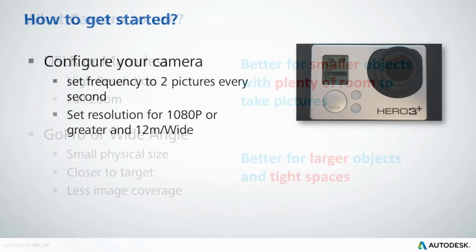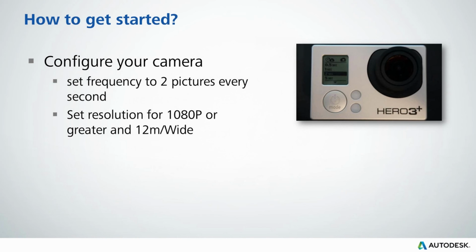So how do we get started? Getting started configuring your GoPro, that's the approach I'm going to take today, is pretty simple. Frankly, you just need to set your GoPro up so that you're taking pictures about every 2 seconds, because we're going to be walking around this object, and we want it just to take pictures on its own about every 2 seconds.